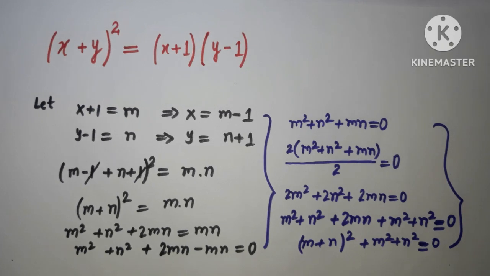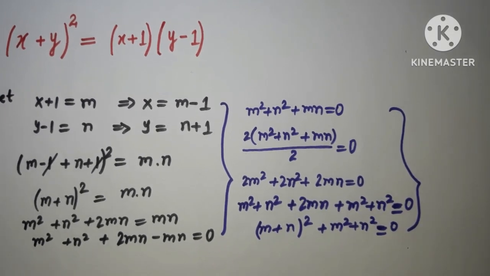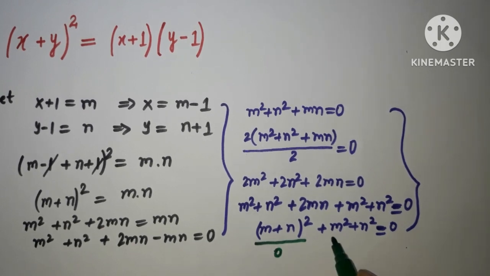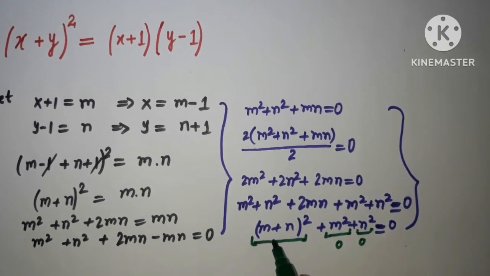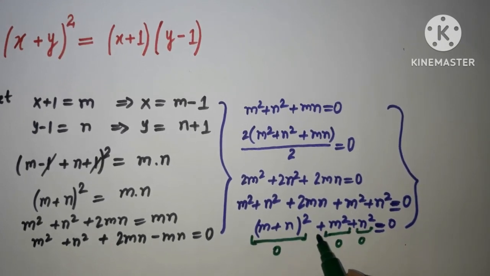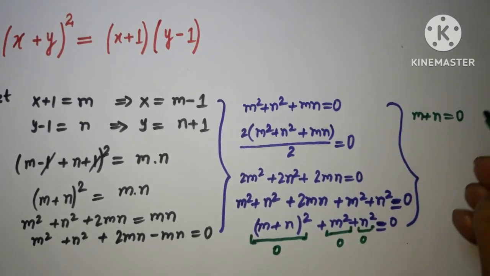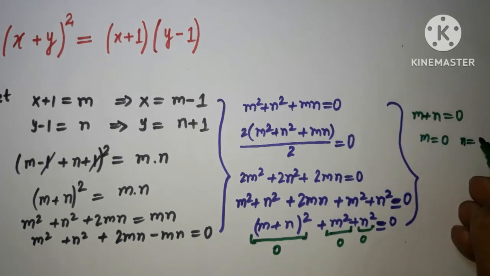Next thing is that if I want to get the value for m and n, what I have to do is, either this one will be equal to 0, or this one will be equal to 0, or this one will be equal to 0, because all are squares, positive. So here m + n = 0, or we have m = 0, or we have n = 0.